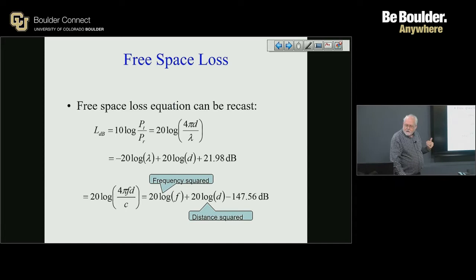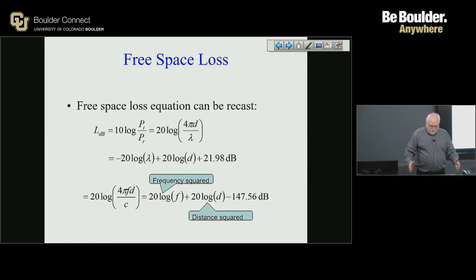And because it's 20 log and not 10 log, adding 6 dB to the path loss is the same as doubling the frequency. So if you double the frequency, you have 6 dB more path loss. If you double the distance, you have 6 dB more path loss.